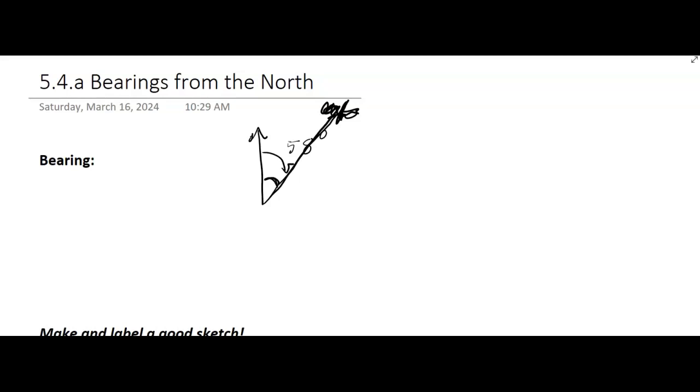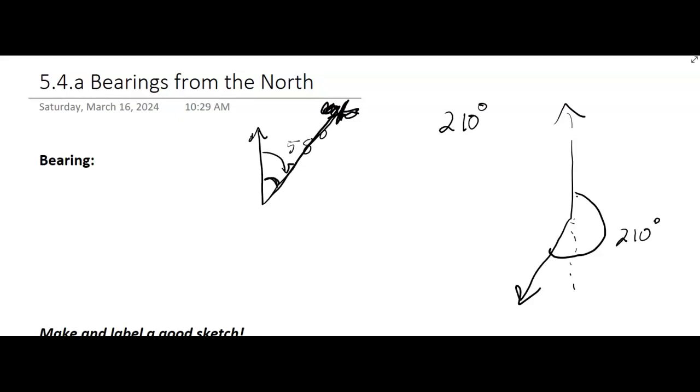You could have a bearing of like 210 degrees. From the north, you would go 210 degrees. I kind of started up too high here, so let me change that. I'll do it a little bit smaller. You're going to have to go 180 and then another 30 degrees. And so that bearing would be off this way, and your 210 degrees would be right there. You can imagine the extension of that north line.